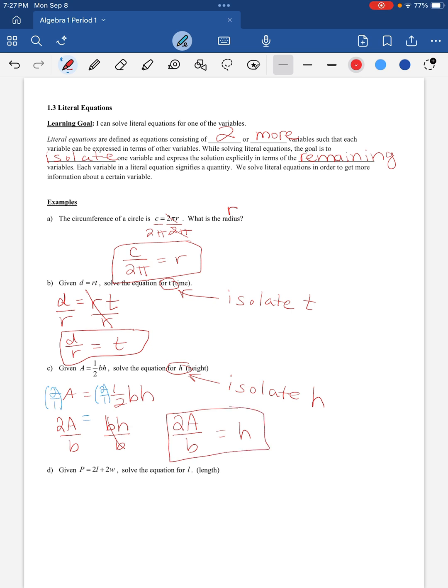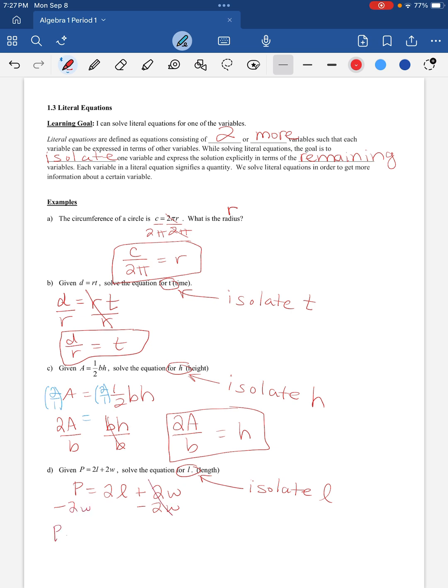Okay, for letter D, I'm going to rewrite this. We have P equals 2L plus 2W. And it says solve the equation for L, the length. So again, if it says for L, that means we want to isolate L. That means get L alone. So in order to get L alone, I have 2L plus 2W on the right. So I'm going to start by subtracting 2W on both sides.